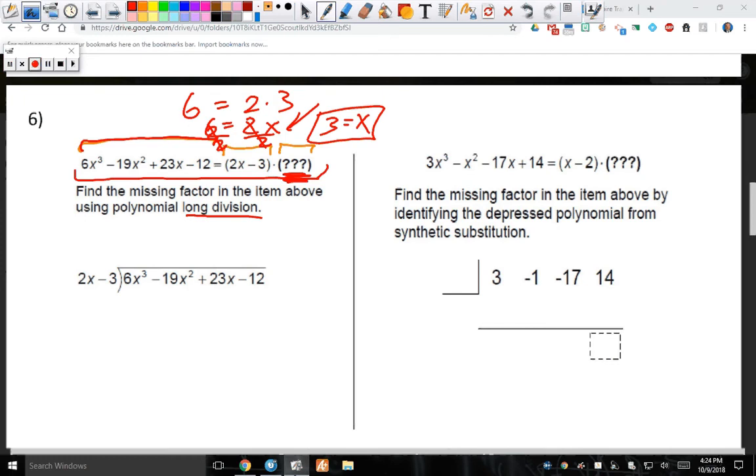Okay, so let's look at this. This entire polynomial is being divided by 2x minus 3. The approach should be, if I have terms listed in descending order, 3, 2, 1, and then the constant, we will start with the first 2 terms right here. So you ask yourself, what would multiply with this first term to get this first term? Something times 2x would give me 6x cubed, and that's 3x squared.